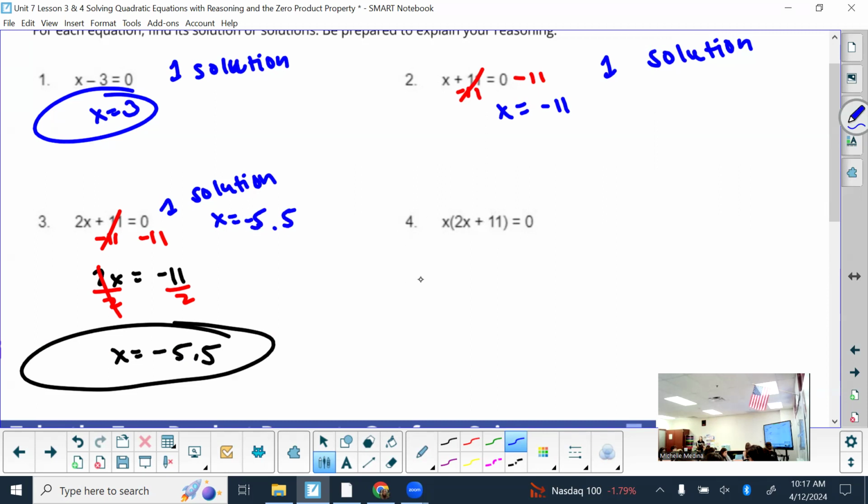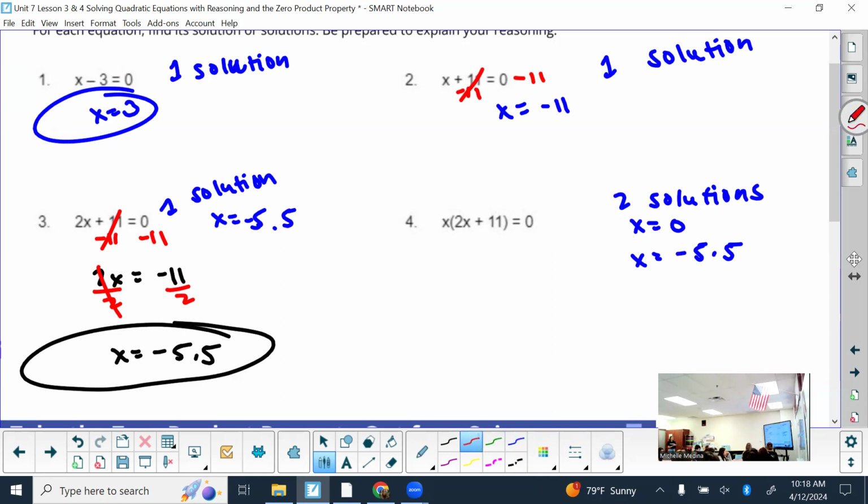Okay, so table 7, what about number 4? Just 0, or is there another solution? Okay. Class, how many solutions for this one? 2 solutions. 0 is one of them. What's the other one? Negative 5.5. So here's where we are actually applying the zero product property. We have the product of 2 factors equals 0. So that means one of them must be 0.